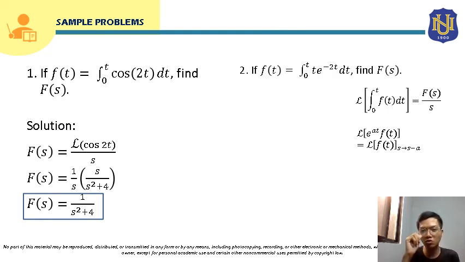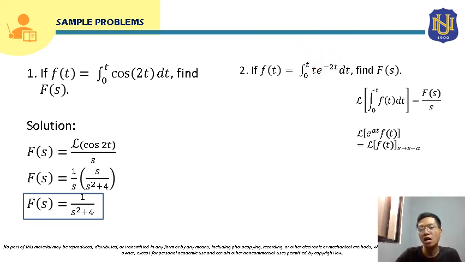Now, for number 2, our given f(t) here is equal to the integral of t times e raised to negative 2t dt from 0 to t. So we are going to solve for its Laplace transform. As you can see here, we can also apply Laplace transform of integral, since this is an integral and the limits here are from 0 to t.